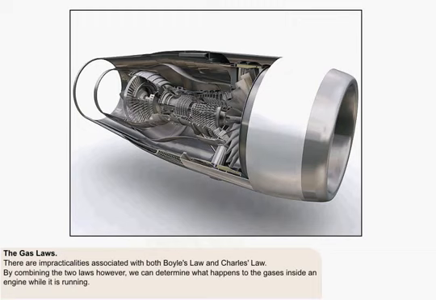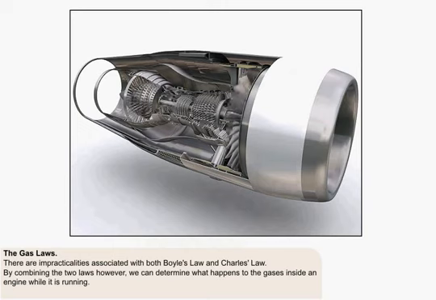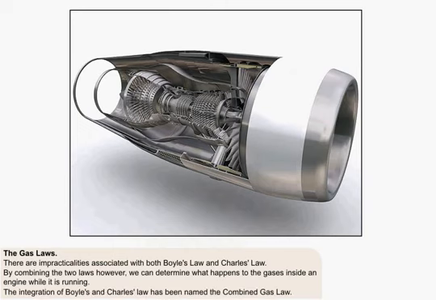By using Boyle's and Charles' law together, we get a practical method of determining what is happening to the gases inside the gas turbine engine, where temperature, pressure, and volume are all changing constantly. With the scientists' usual lack of imagination, they have named the integrated Boyle's and Charles' law the combined gas law.